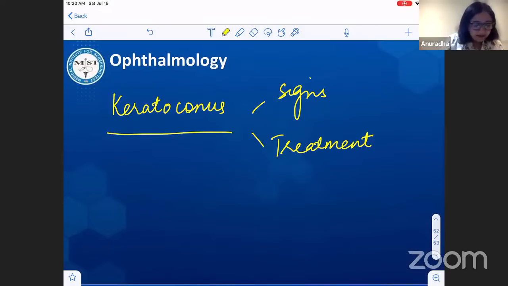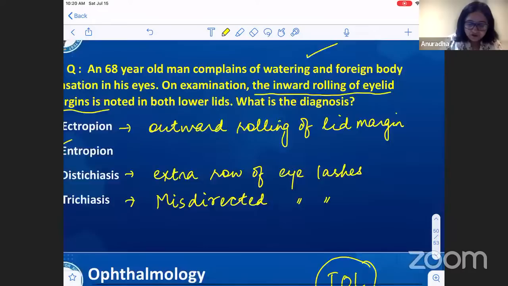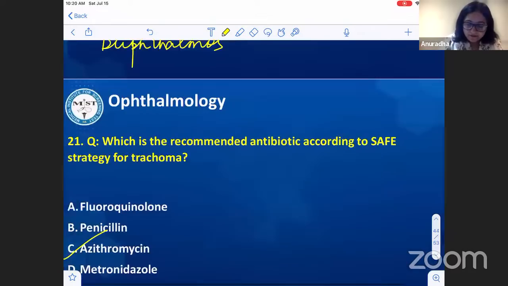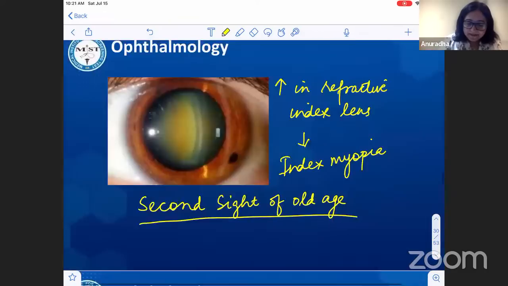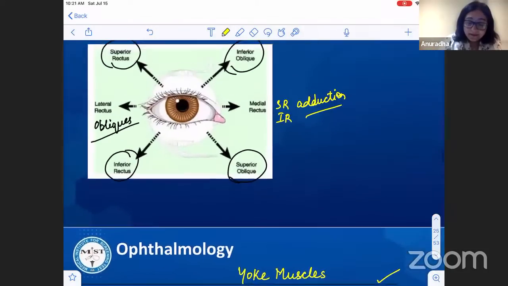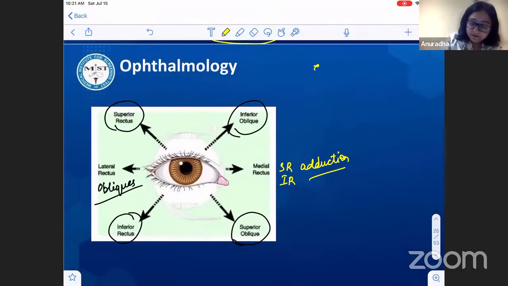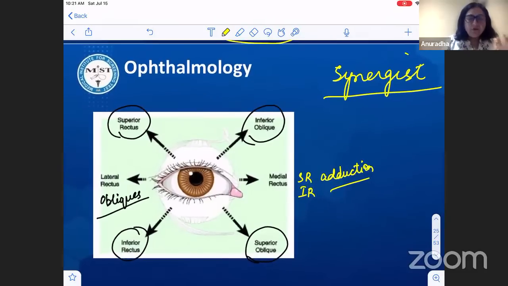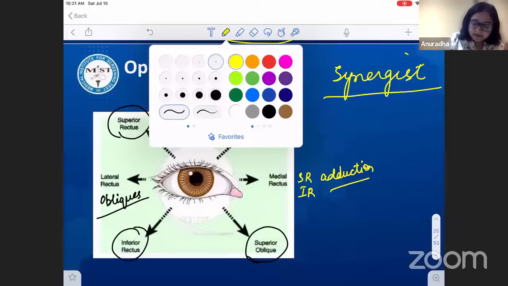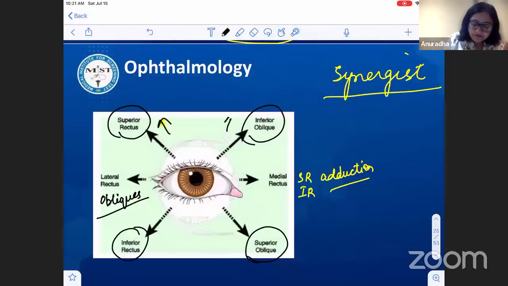Let me just go through the yoke and synergist muscles once more. One thing you have to remember, as I told you, is that synergist muscle means you are talking about another muscle in the same eye, which is doing the same action. So, for example, for the action of elevation, the superior rectus and inferior oblique are synergists.